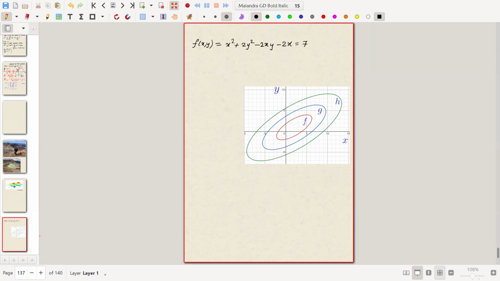This is one curve. Another curve is g(x, y) equals x squared plus 2y squared minus 2xy minus 2x equals 27. All right. h(x, y) equals x squared plus 2y squared minus 2xy minus 2x equals 63. Your job is to plot these three functions f, g, and h in Desmos, and confirm that you are indeed getting these curves.